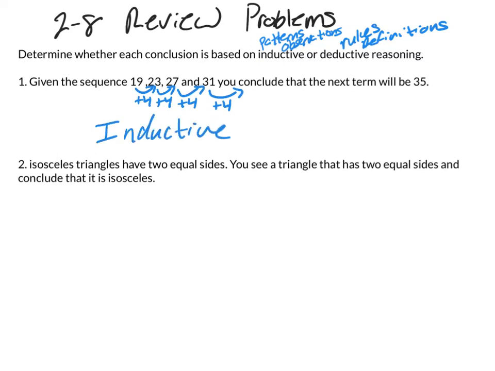reasoning. Okay. Isosceles triangles, that should be capitalized, have 2 equal sides. Okay, that's a definition. You see a triangle that has 2 equal sides, and you conclude that it is isosceles. So we're using this definition of what is an isosceles triangle in order to say that this triangle that we see is in fact isosceles. Because we're using a definition, this would be deductive reasoning.